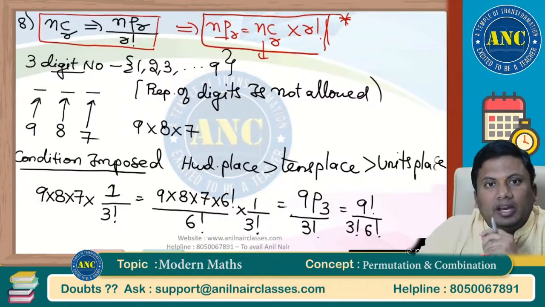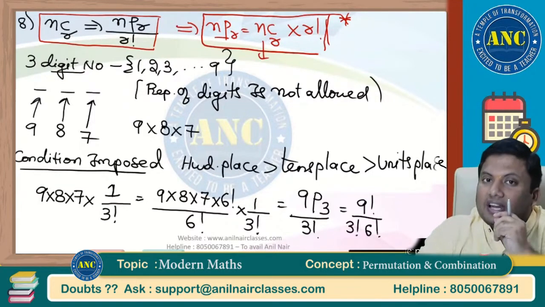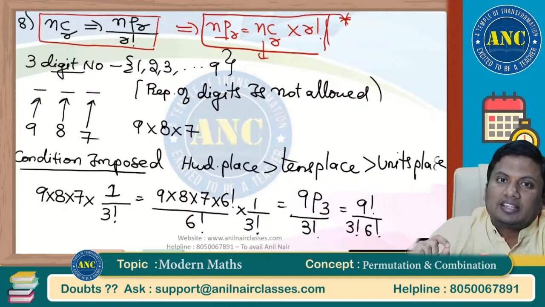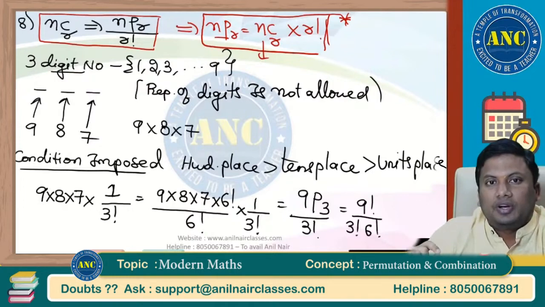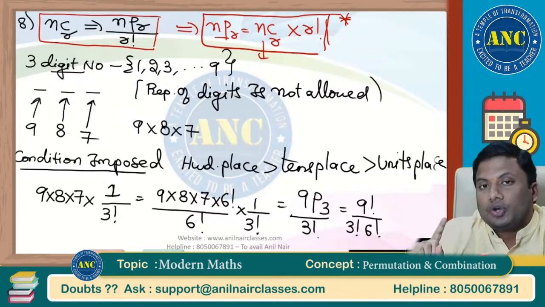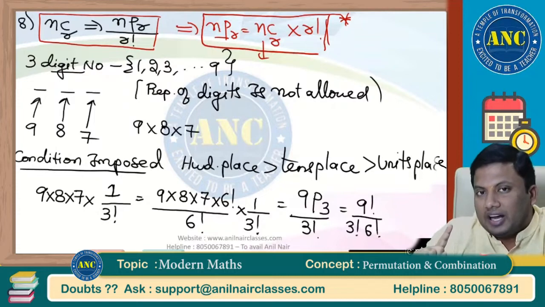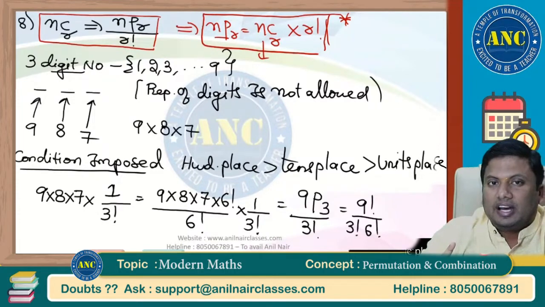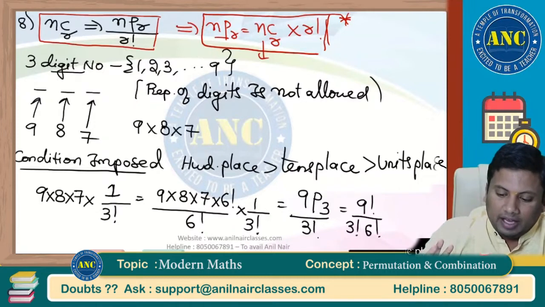For example, in a 3-digit number, hundreds place less than tens place less than units place. There is a condition, so use NCR. If there are conditions, use NCR. If there are no conditions, use NPR. NPR is equivalent to NCR into R factorial.